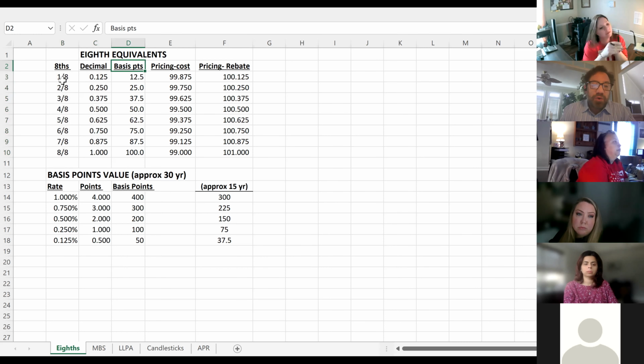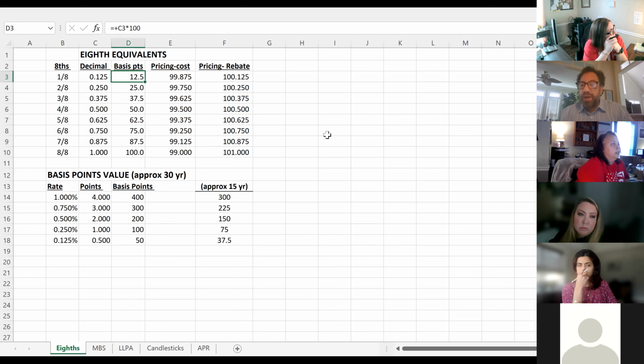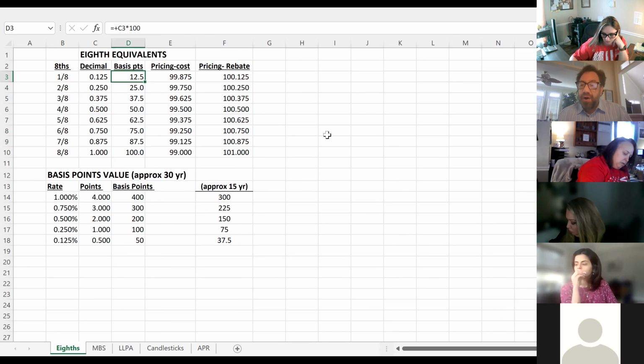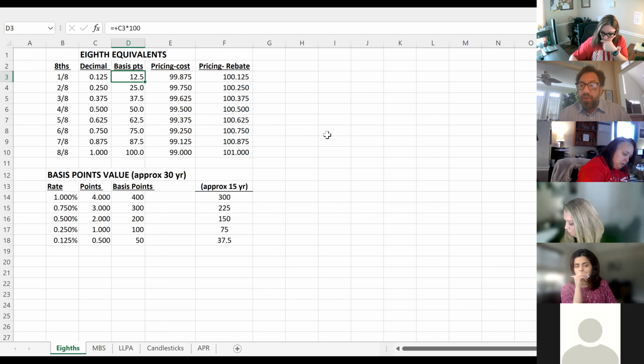Now, we're going to look at these equivalents. So 1/8 is 0.125. It's also 12.5 basis points. We had this discussion before. So what is a basis point? A basis point is basically 1% of 1%. If you were to look at a $100,000 loan, 1% would be $1,000. One basis point would be 1% of that, which is $10. So 1 basis point on a $100,000 loan is $10. Does that make sense?